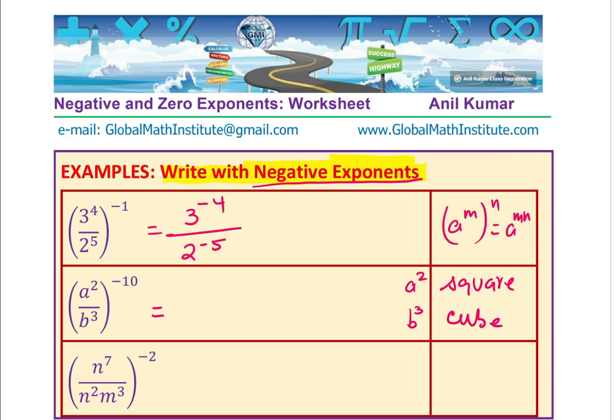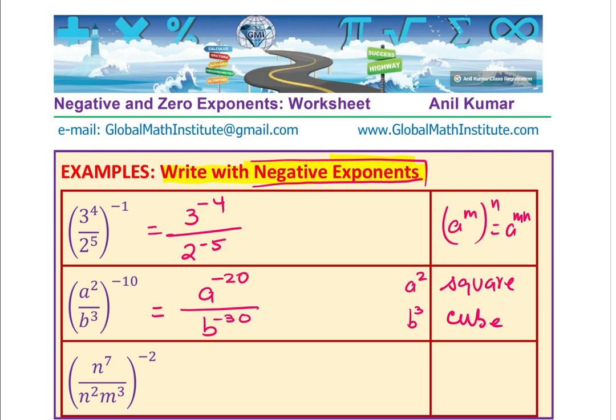Now minus 10 outside. So we'll multiply each with minus 10. So exponent 2 times minus 10 will become minus 20 and 3 times minus 10 becomes minus 30. So that is your answer. Do not do any other thing, right? We have written this as negative exponent. Makes sense?